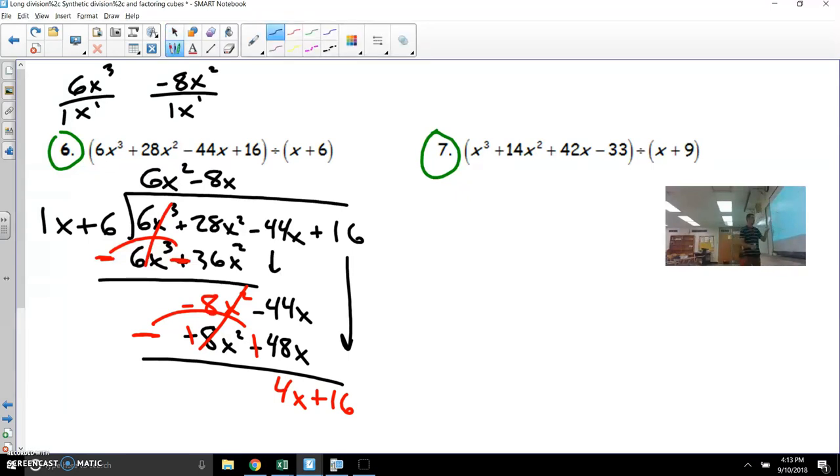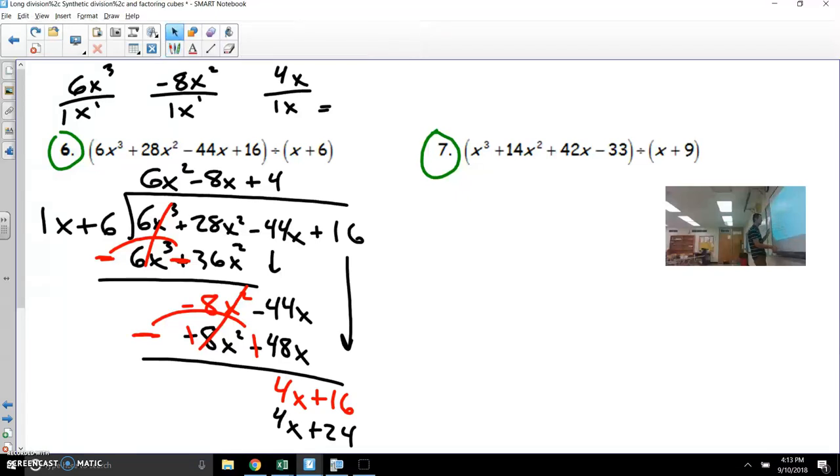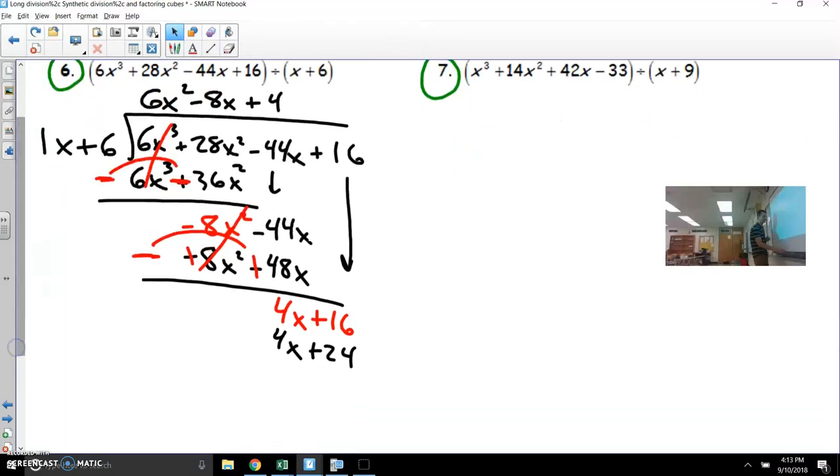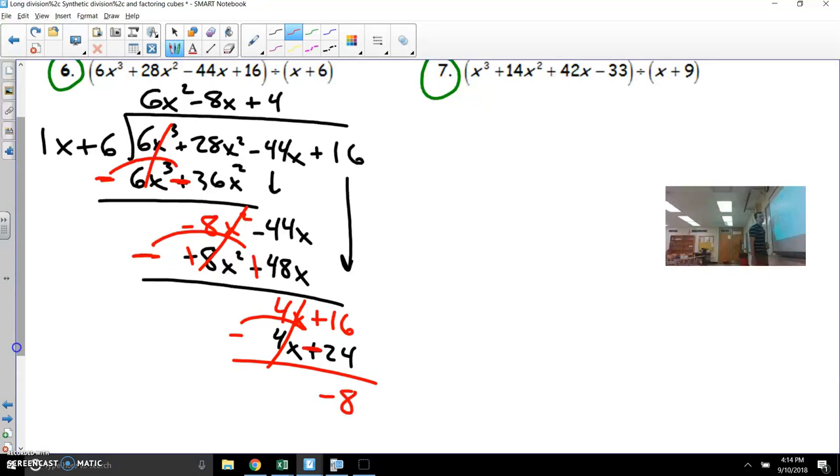4x divided by 1x. The x's kind of cancel because 1 minus 1 is 0. 4 divided by 1 is 4. So let's distribute. 4 times 1x is 4x. 4 times 6 is 24. And again, I'm going to switch to red because this part's a little dangerous. You're subtracting. 4 minus 4, 0. You're really minusing this right here. 16 minus 24 is negative 8.